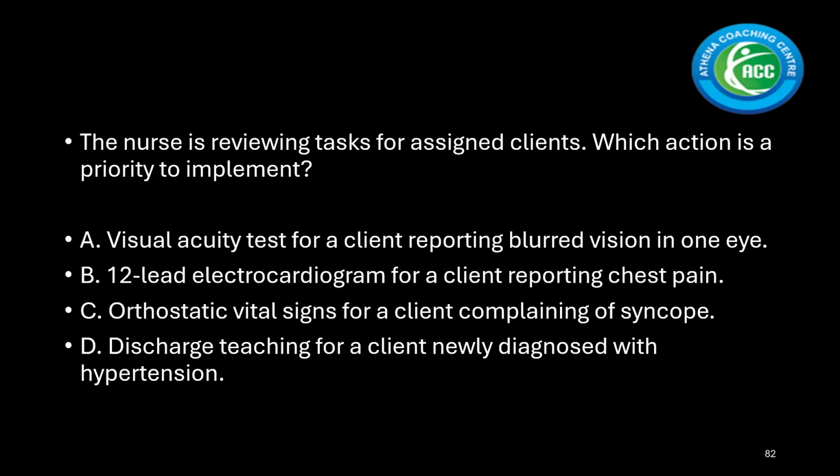3, orthostatic vital signs for a client complaining of syncope. So syncope is like a patient is just falling down. So the patient had a syncope and there is an order to check orthostatic vital signs in order to identify orthostatic hypotension. So what could be the reason why the patient had a fall? Because of syncope, the reason we need to identify, and for that orthostatic hypotension needs to be ruled out. For that, checking vital signs.